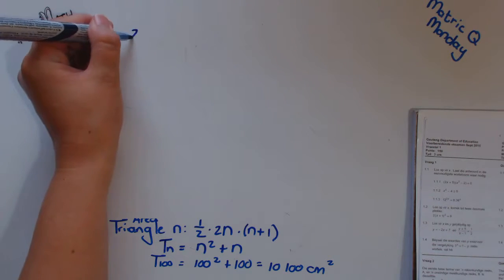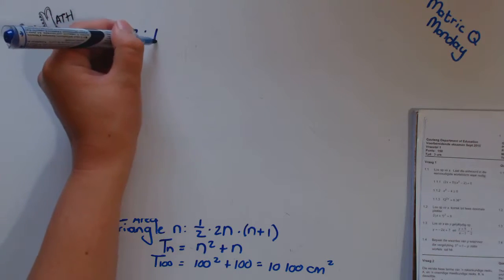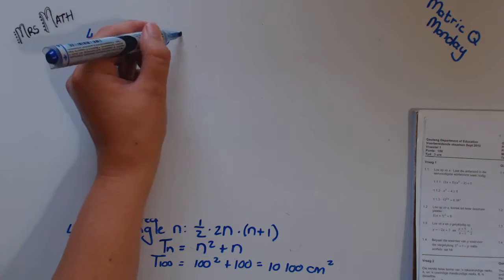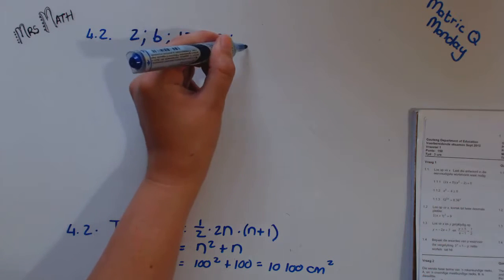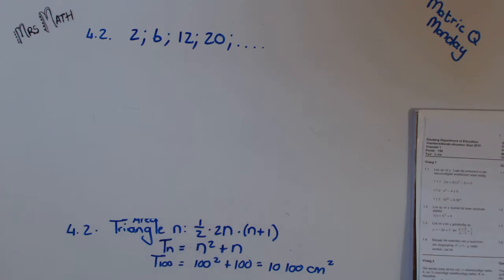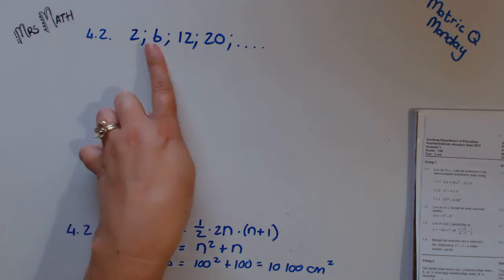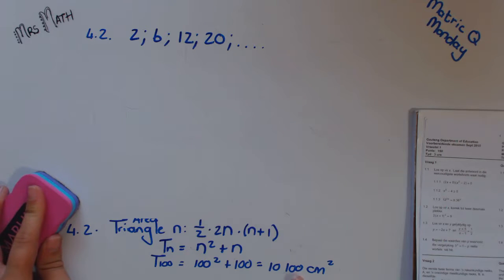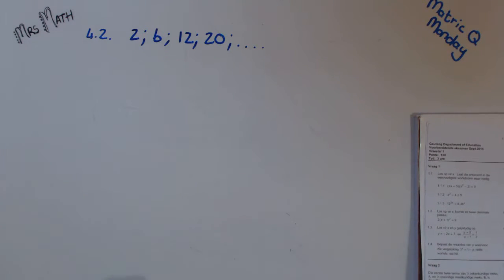It was 2 and then 6 and then 12 and then 20. Okay, the areas of triangle 1, 2, 3, 4 looked like this. Okay, remember I've got 10,100. You're going to remember that, right?